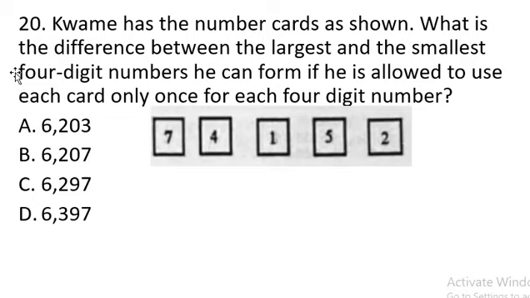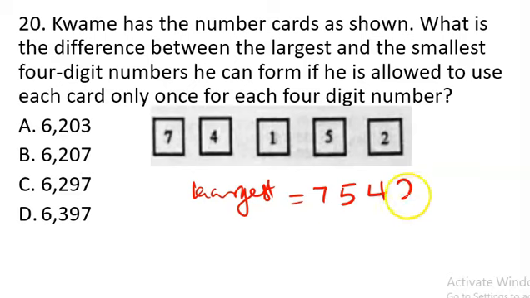Kwame has number cards as shown. What is the difference between the largest and the smallest 4-digit numbers he can form if he is allowed to use each card only once for each 4-digit number? Now, 4-digit number, right? So these are the digits. This is 5 digits. For 4 digits, if you want the largest, you start with the bigger digit, then the next bigger one, then 4, then 2, and for the smallest you start with the smaller digit. So 1, 4, 5.